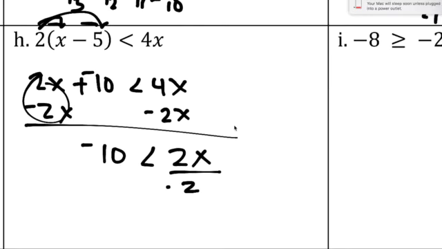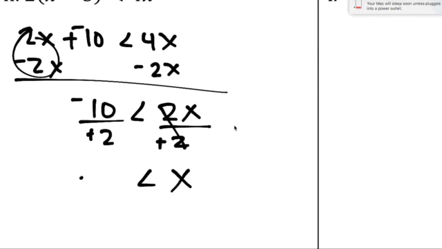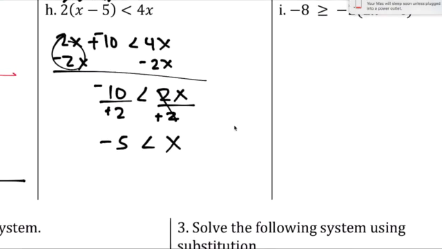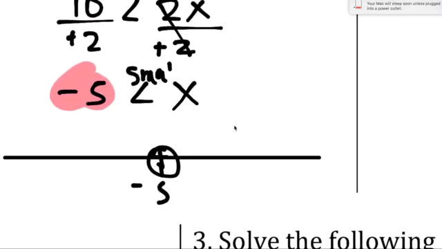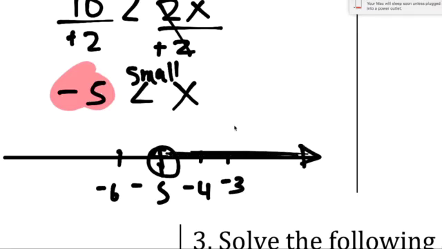That's negative 6, negative 4, negative 3, it gets bigger that way. So smaller than, what type of number? Negative 5 is smaller than negative 4, negative 3, negative 2, negative 1. Negative 5 is smaller than that.